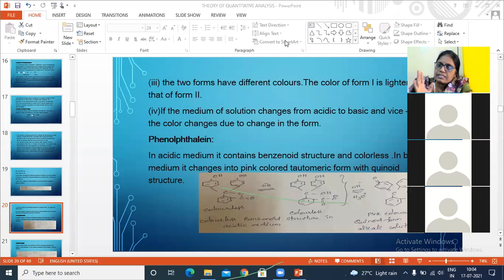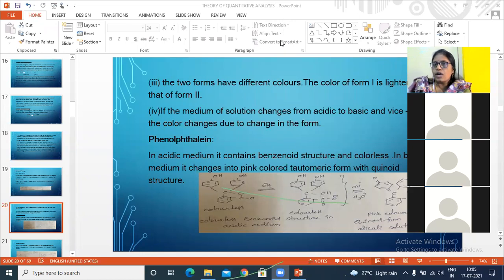Both have the same color, but the difference is that one form is light in color. For example, benzenoid has very little color, and quinonoid has more color. So when in acidic medium, in the benzenoid form, if it turns into a basic medium, the thickness of the color increases as the benzenoid form changes to the quinonoid form. The same is true vice versa, from basic to acidic. In the basic medium we observe the quinonoid form and the color is thick. If it changes from basic to acidic, quinonoid is converted to benzenoid, and the color of the solution also changes from thick to light.